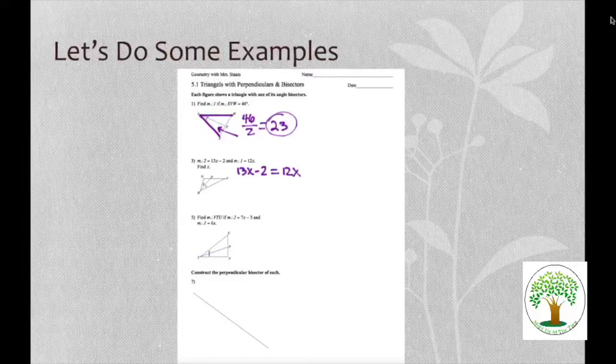I'm going to move the 12x over there and move the 2 over there. When I move the 12x to the other side, what will I have left? I'll have x on that side, right? Amy asked me a question. You look like you're confused.